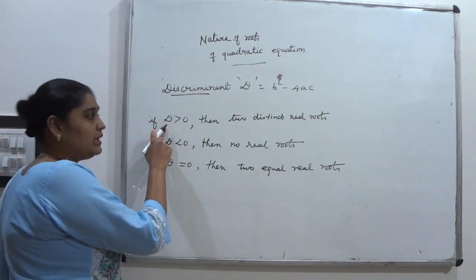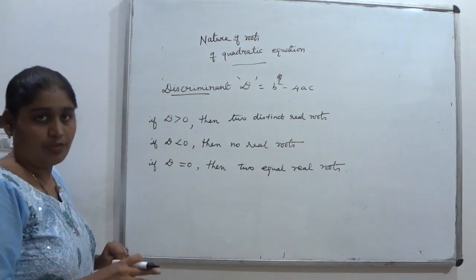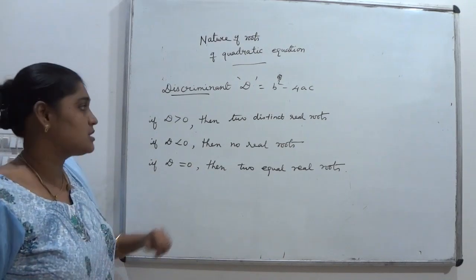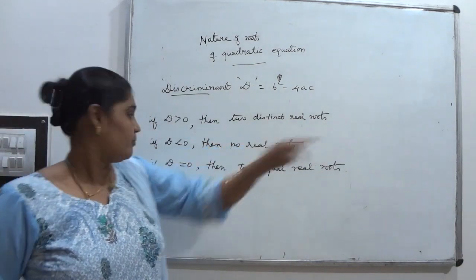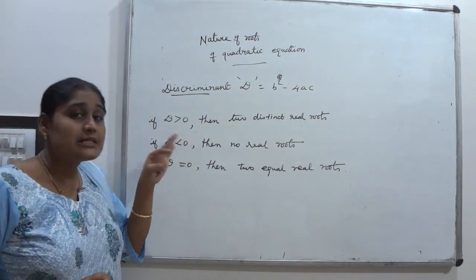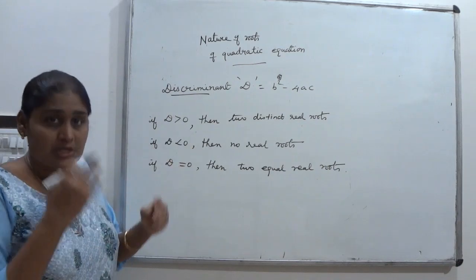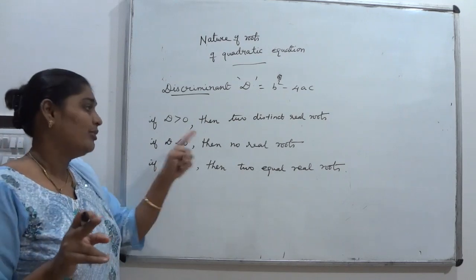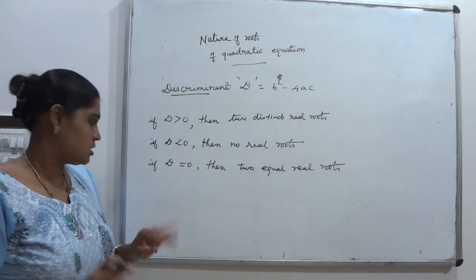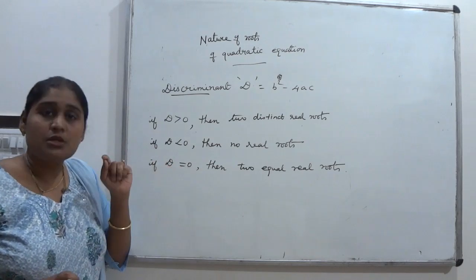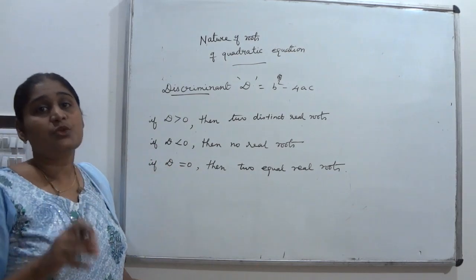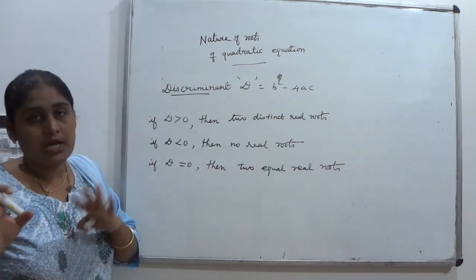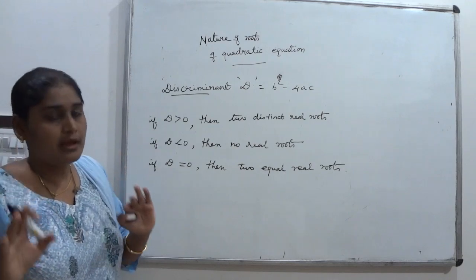If the capital D value is greater than 0 in a quadratic equation, then that particular equation has two distinct real roots. If capital D is less than 0, that means there is a negative value inside the root, which does not exist, as I already told you. Then it has no real roots. Suppose capital D is equal to 0. That means the square root of b square minus 4ac is 0. Then I can tell that the equation has two equal real roots.